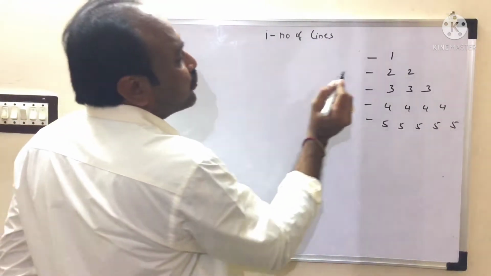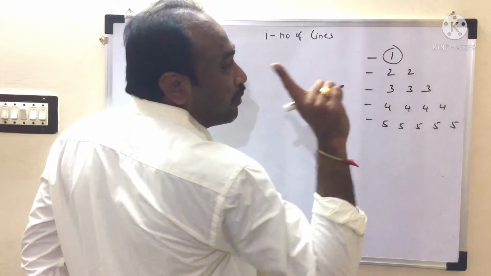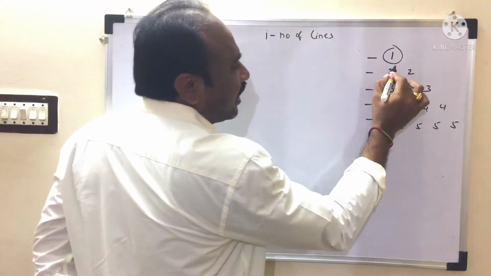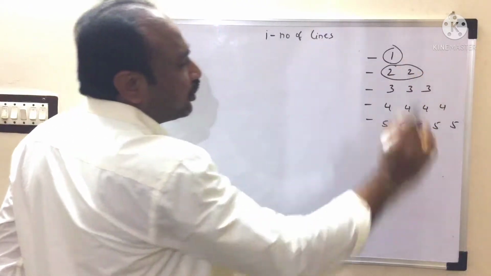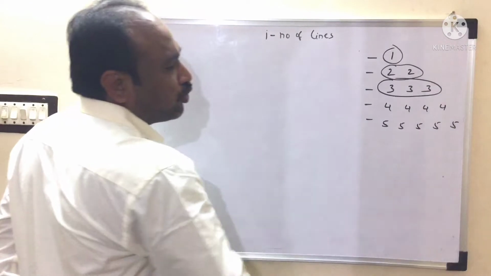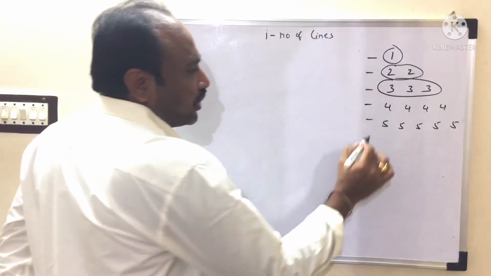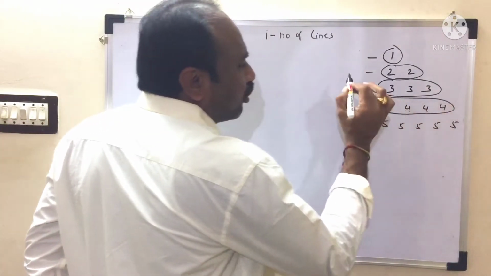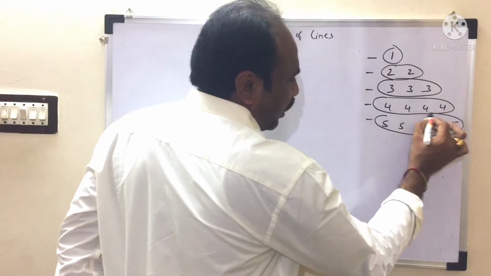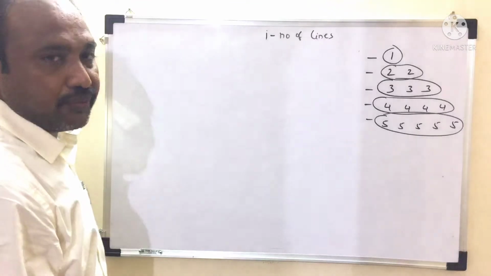Okay, suppose it is the first line, how many values do I have to print? One value. If it is the second line, how many values do we have to print? Two values. If it is the third line, three values. If it is the fourth line, how many values? Four values. If it is the fifth line, we have to print five values.